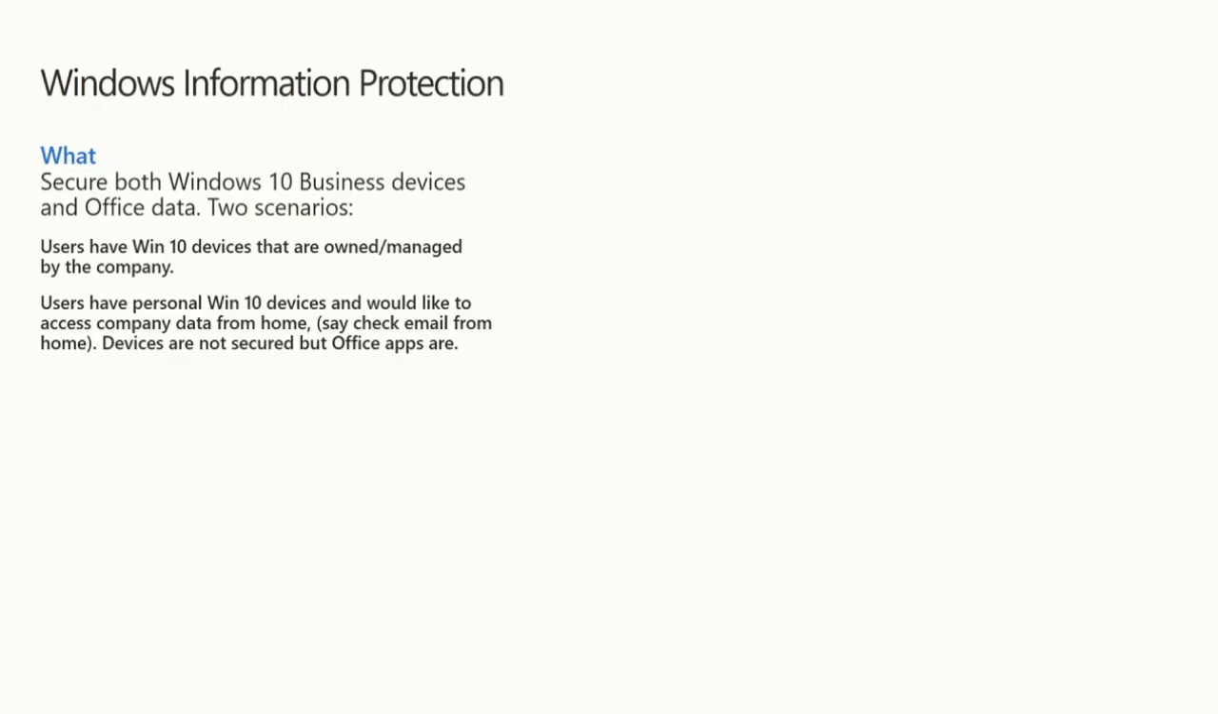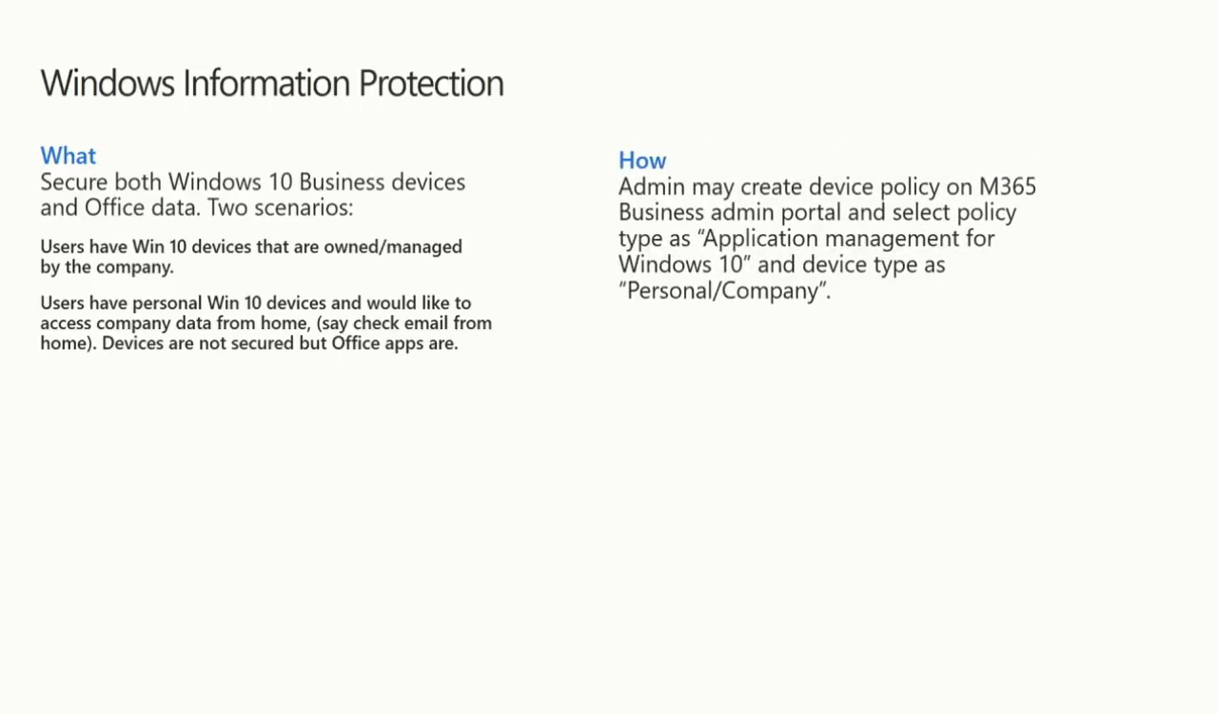So in those scenarios, we want to give the admins the ability to secure work data on users' personal devices as well as companies' devices. This is the Windows Information Protection feature. This is what it does. So how do you make it happen?